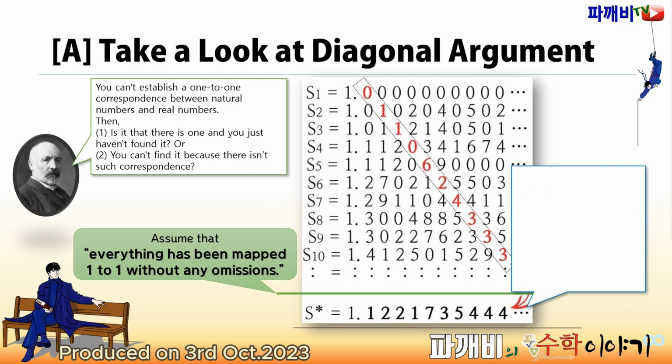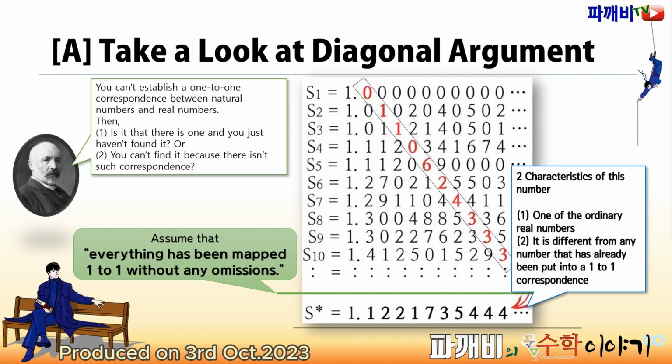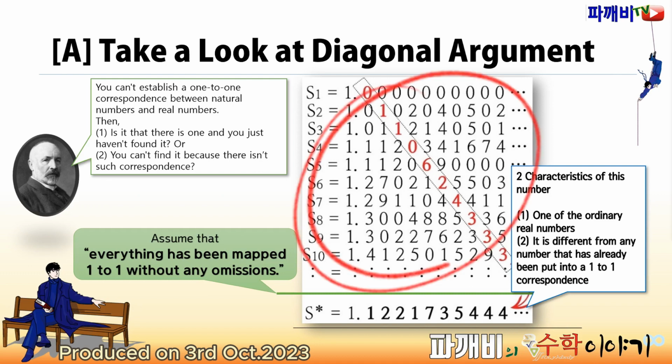This number has two characteristics. First, it's one of the ordinary real numbers that should be in the set if we assume a one-to-one correspondence with natural numbers. But the second feature is that it is different from any number that has already been put into a one-to-one correspondence, so it's the ordinary real number that's missing from there.